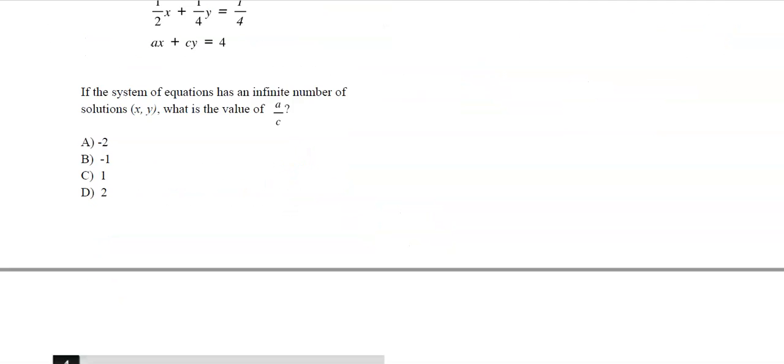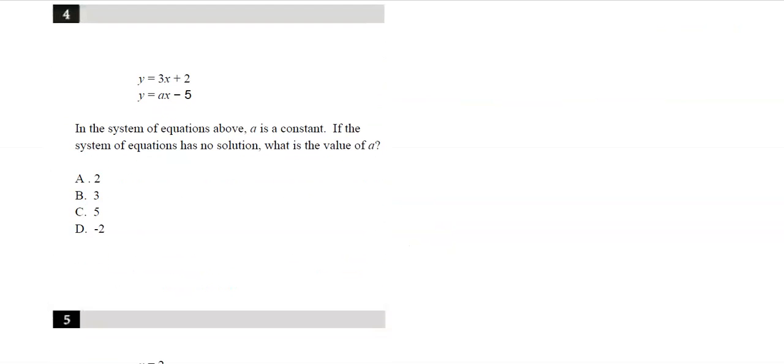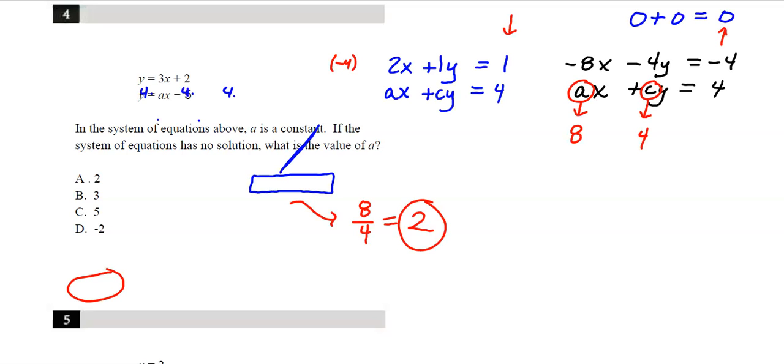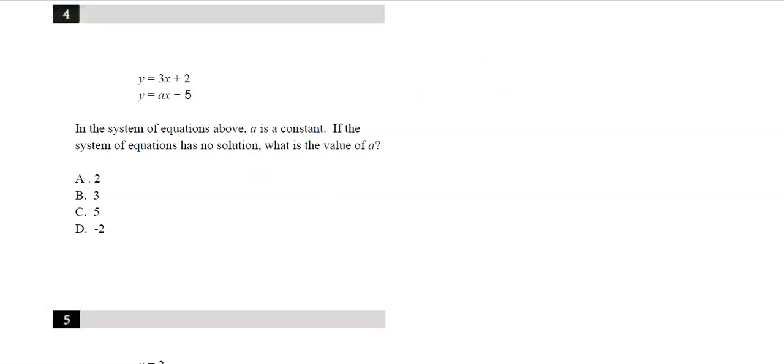So a little bit tricky here. Just got to kind of know the strategy. So number 4, we have 2 of these equations, and it says that the system of equations has no solution.